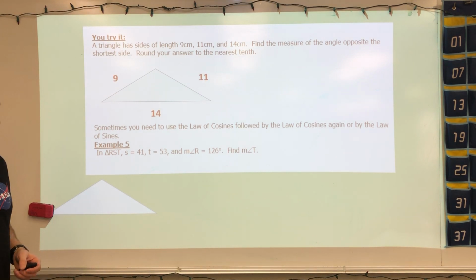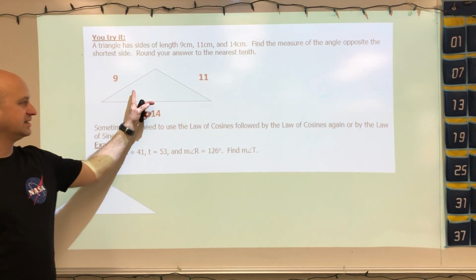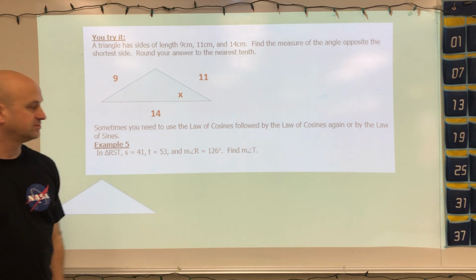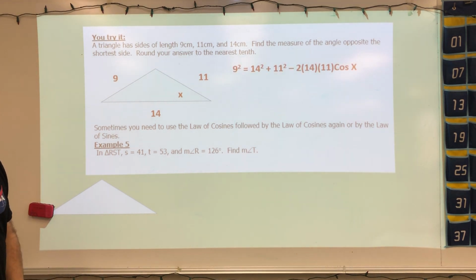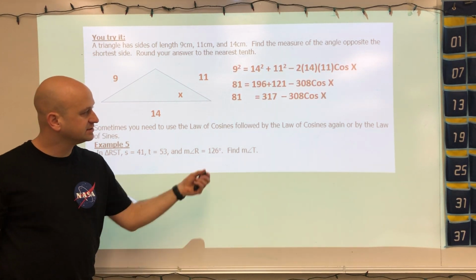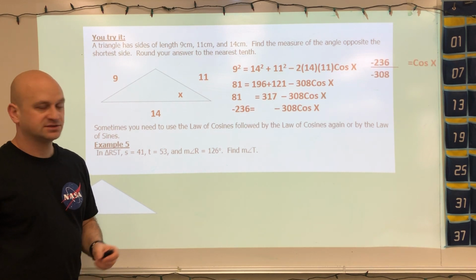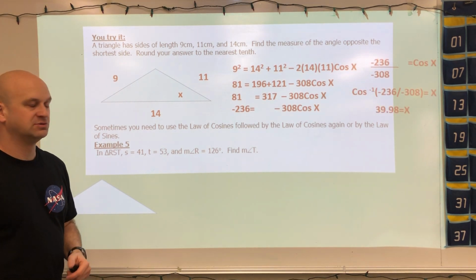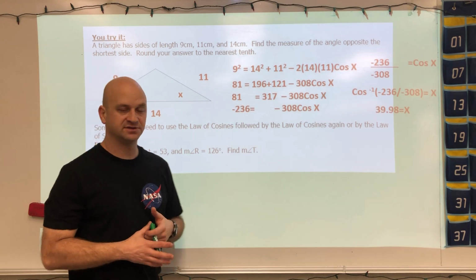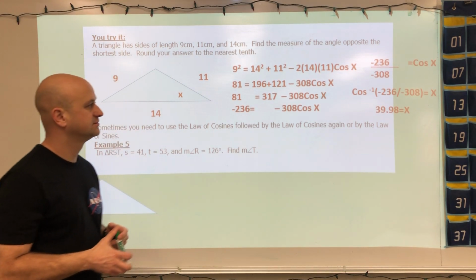All right, so here we go. So 9, 11, 14, find the angle of the shortest side. So the shortest side is here. Here becomes our angle. So we set up our problem, we square and subtract and then divide, and then take the cosine inverse, and we would get an answer of approximately 40 for that, okay?